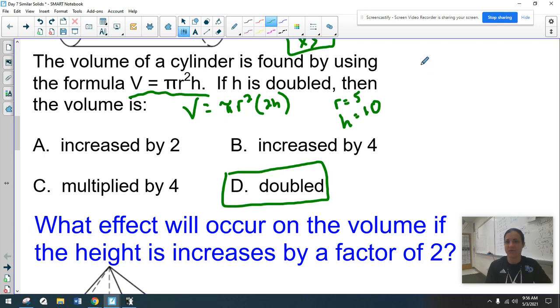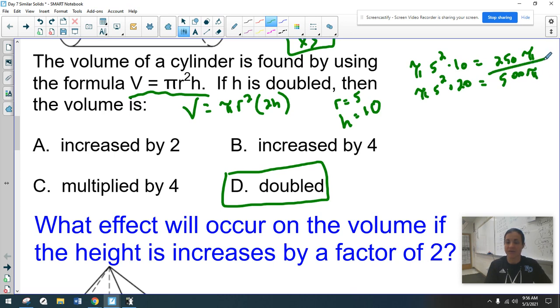So this is my original. So I would have pi r squared h, and that would give me my original. I'm going to do it in terms of pi, so I don't have to think. So this is going to be 250 pi. And then if I do what it tells me, the height is doubled. So I'm going to double my height and make it 20. This is 25 times 20. So if I do 25 times 20, that's going to give me 500.